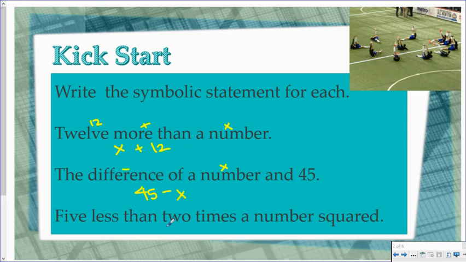Last one, 5 less than 2 times a number squared. We have 5 less than 2 times a number, which is going to be X, and then we're going to square that. Putting that all together, we have 2X squared minus 5.